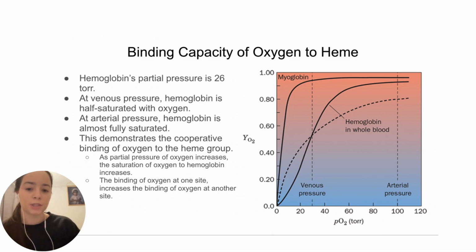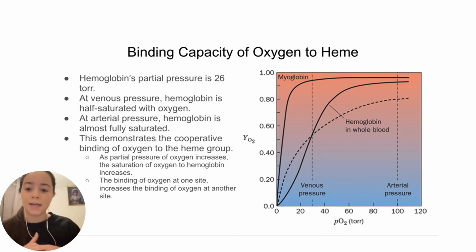So hemoglobin's partial pressure is 26 torr. So basically, when the red blood cells are in the veins, the hemoglobin is half saturated with oxygen. And then when it's in the arteries, it's almost fully saturated. It's not completely saturated, but it's almost fully saturated.